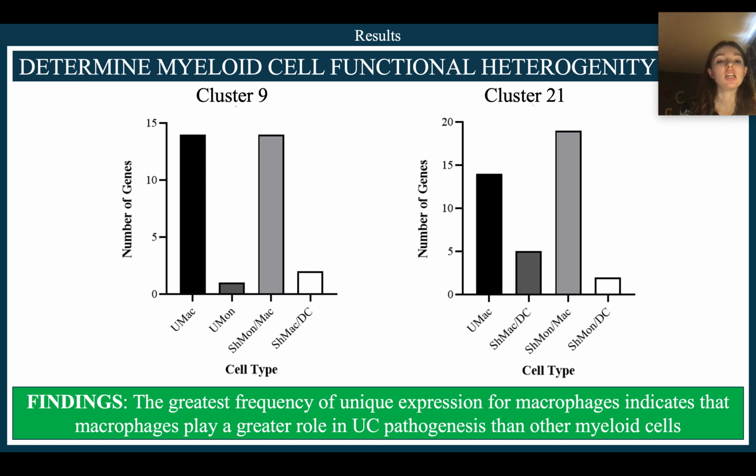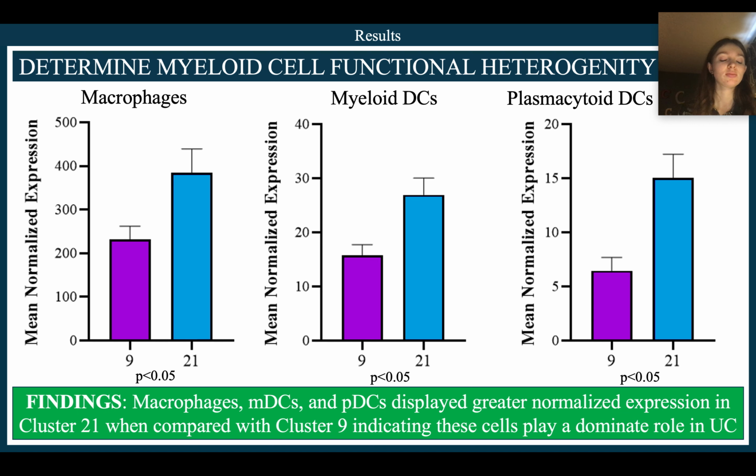So beginning the investigation into the functional heterogeneity of myeloid cells, I compared the expression pathways of these different myeloid cells, and I found that the greatest frequency of unique expression was found for macrophages, which indicates that macrophages are playing a greater role in UC pathogenesis when compared with other myeloid cells.